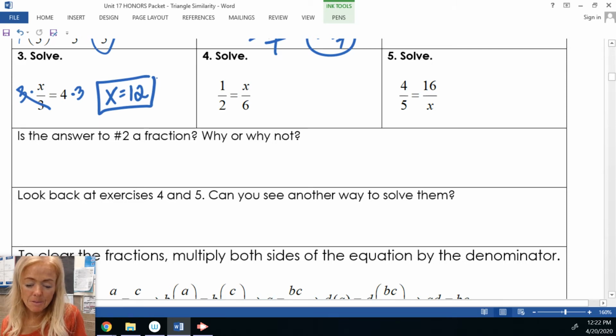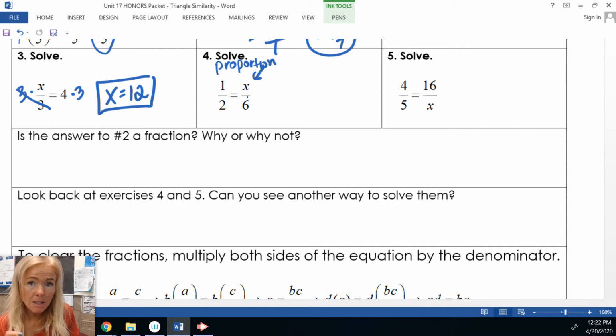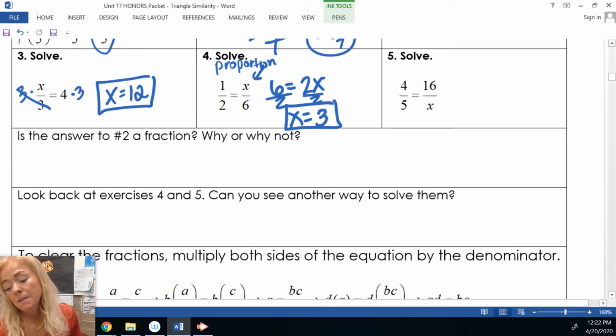When we have a fraction equal to a fraction, a ratio equal to a ratio, then that is a true proportion right there. And that's the definition of a proportion: two equal ratios equal to each other. So when we do that, we cross multiply. Now remember that we only cross multiply when we have an equal sign in the middle. So 1 times 6 is 6, and 2 times x is 2x. We divide by 2, and our x is equal to 3. All right, and then likewise with the next problem, 4 times x is a cross multiplication, and that's going to be equal to 16 times 5, which is 80. And if we divide both sides by 4, we get x equals 20.